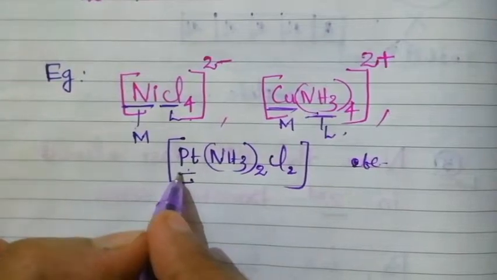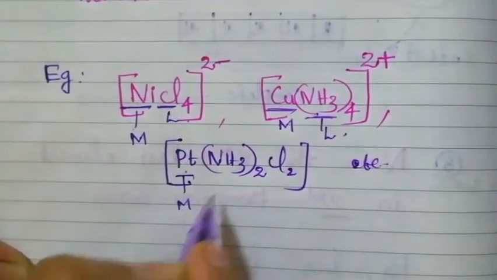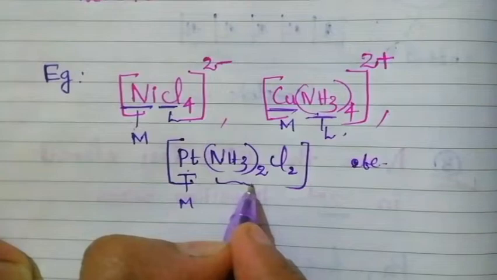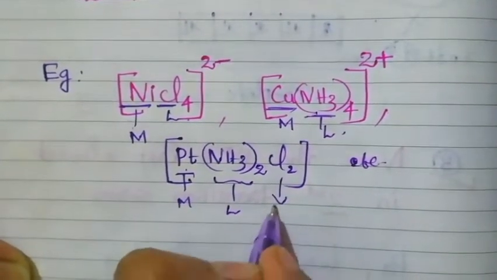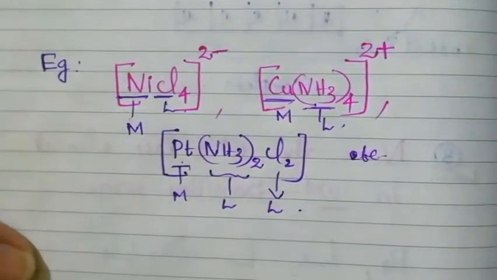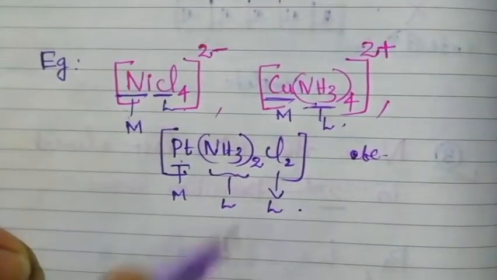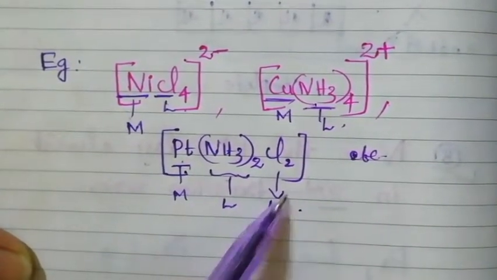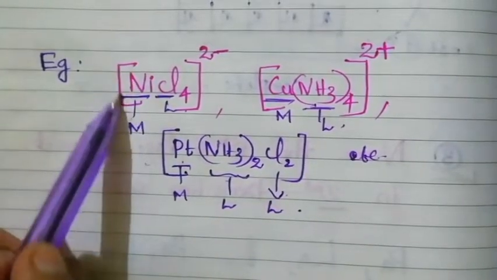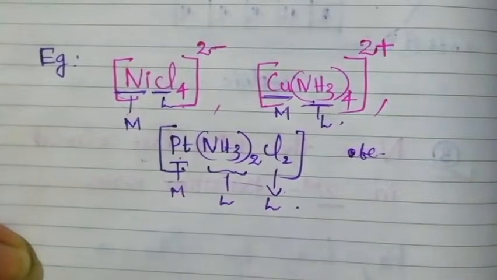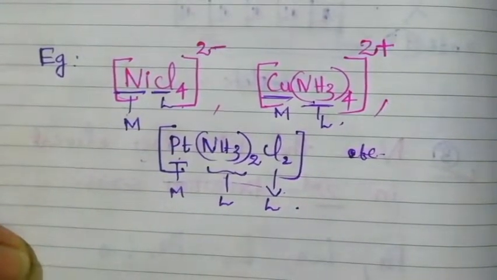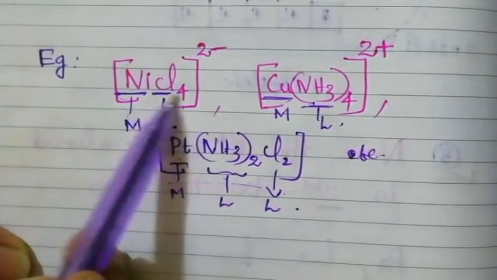And in this case, platinum is the metal. But here, two ligands are there. One is NH3 and the other one is chloride. Now please don't bother about writing formulas of coordination compounds. We will study those things later. Now just focus on the metal, ligand, etc. The naming and how to write the structure, we will study in detail in the coming classes.